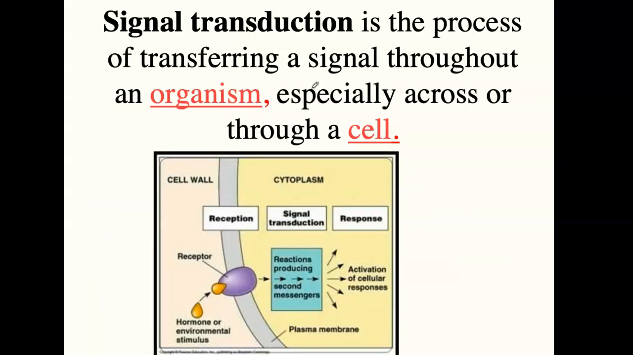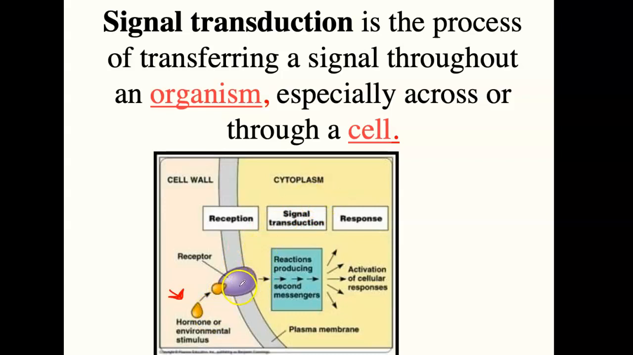Signal transduction, if I had to translate that, is the process of transferring a signal throughout an organism. Especially, we're going to talk about it in terms of coming across a cell. So a signal is being sent. In this diagram, you have a hormone, and it's going to arrive at a particular receptor. And remember, it can't just go barreling on in because this membrane is a lipid bilayer, and this is a water-soluble hormone, so it can't come inside to the cytoplasm of the cell.